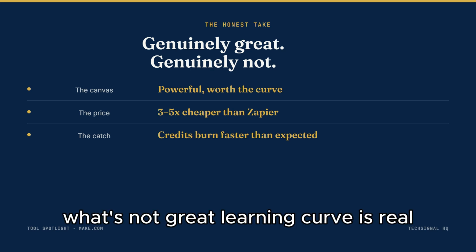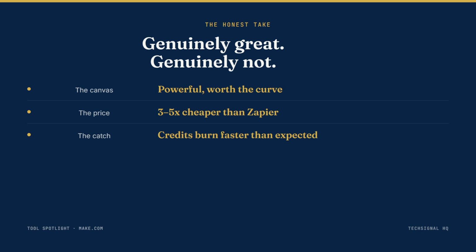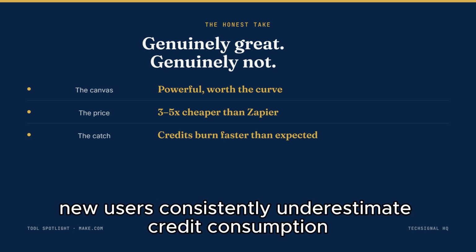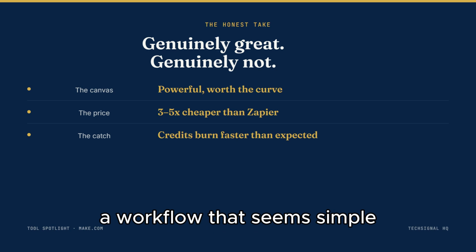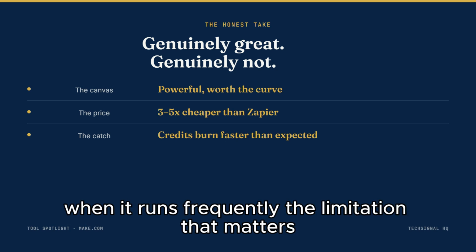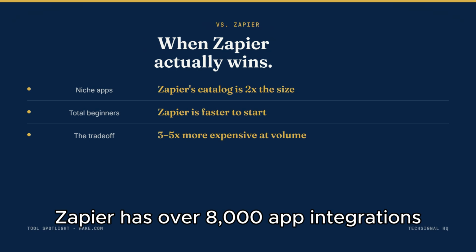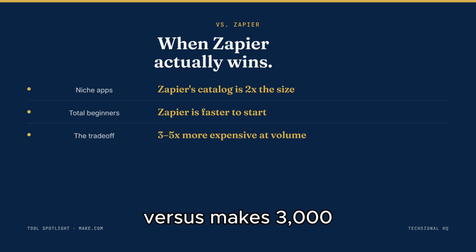What's not great? Learning curve is real. The canvas is powerful, but it takes time to understand. New users consistently underestimate credit consumption. A workflow that seems simple can burn credits faster than expected when it runs frequently. The limitation that matters, Zapier has over 8,000 app integrations versus Make's 3,000.